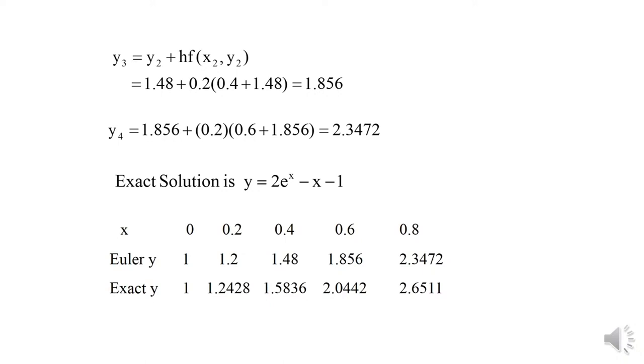For 0.2 the exact value is 1.2428 and Euler's value is 1.2, and similarly for 0.8 the exact value is 2.6511 and Euler's value is 2.3472. So we got the result with the help of Euler's method.